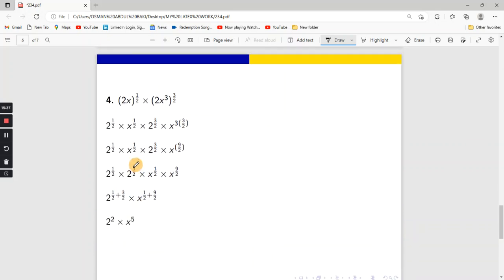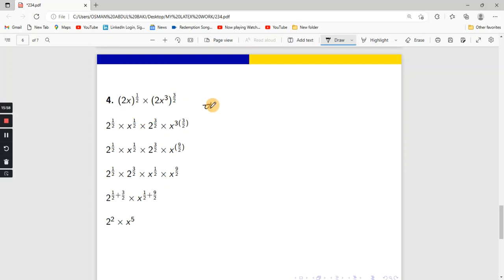Now let's come to the fourth question. The fourth question is just a matter of applying the principles that we have used. It's so simple. So here, the same thing: 2x raised to the power 1 over 2 times 2x raised to the power 3, all over 1 and 3 over 2.